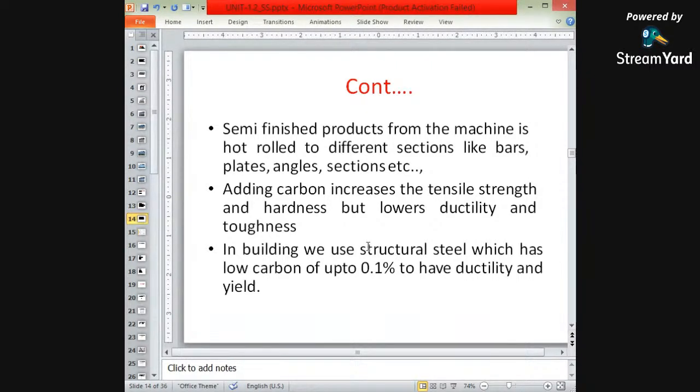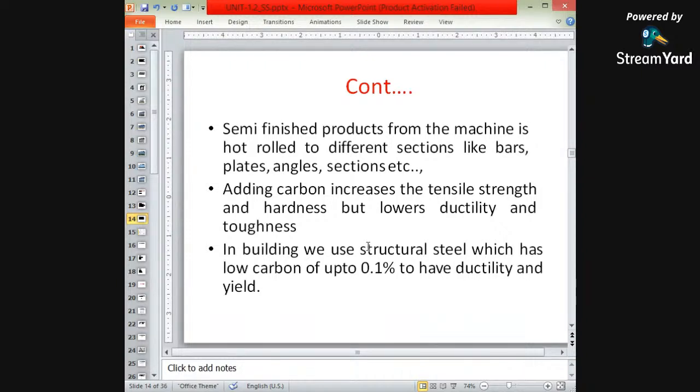Okay. Again, adding carbon increases the tensile strength and hardness, but lowers ductility and toughness. Okay, so a little amount of carbon is also added, which will result in tensile strength, but it hampers the hardness and lowers the ductility and toughness. Again, in buildings, we use structural steels which have low carbon of up to 0.1% to have ductility and yield. Okay?